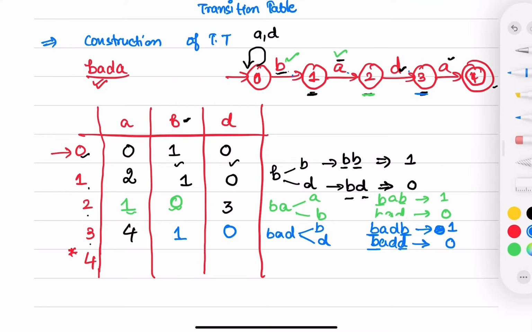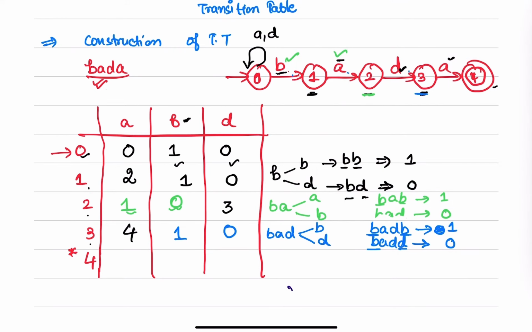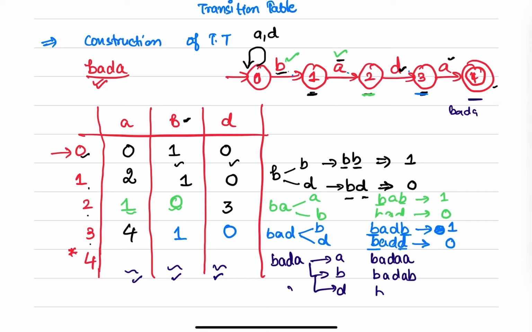Now here, in the last trial, let me take it with this. So you reached where? You reached 4. So what do you have? BADA here. And you have to fill what all values? For A, for B and for D. So if you take BADAA, BADAB, BADAD, can you tell me the prefix value? So B doesn't match with A, BA doesn't match with AA, BAD doesn't match with DA, BADA doesn't match with DAAA.